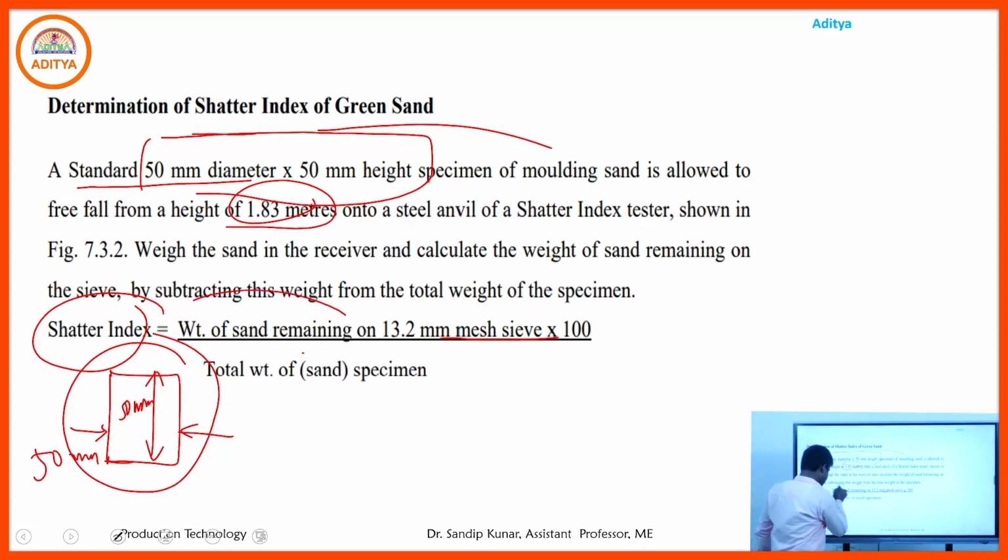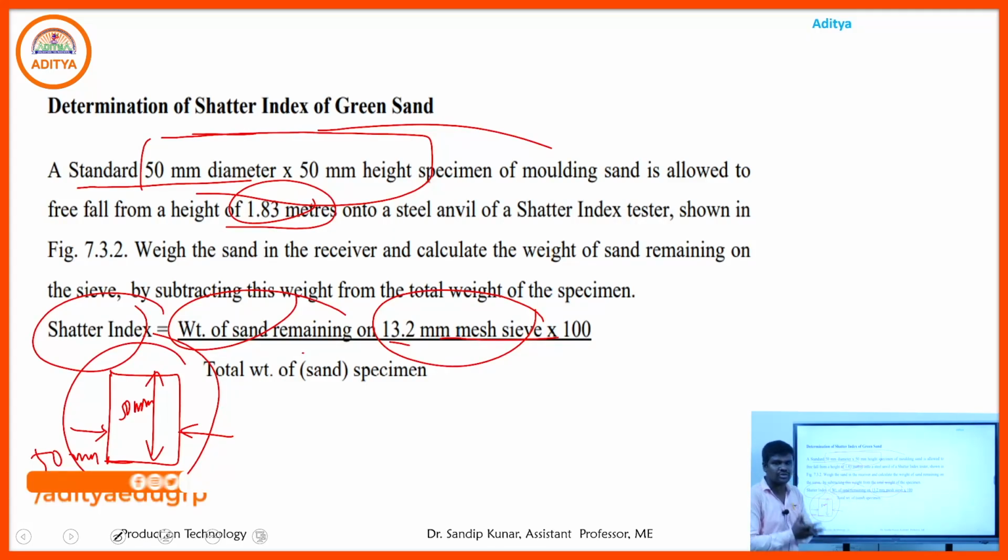Then we take the weight of that receiver. The receiver means the sieve, and the mesh size of the sieve is 13.2 millimeter. So on that mesh size sieve, we find out and take the weight of the remaining molding sand material. The shatter index is the weight of sand remaining on the 13.2 millimeter mesh size sieve times 100, divided by the total weight of the specimen.